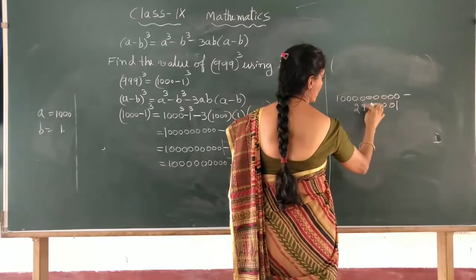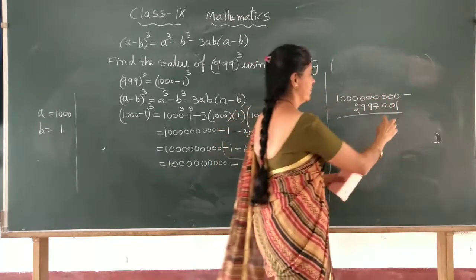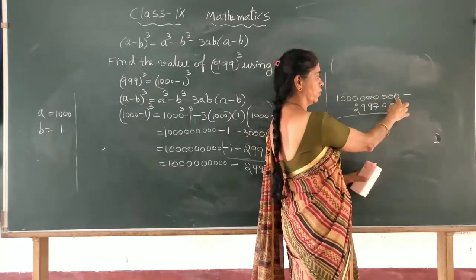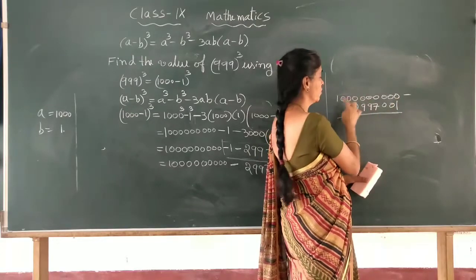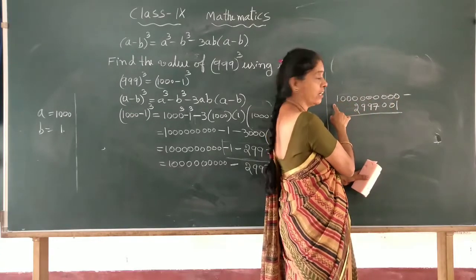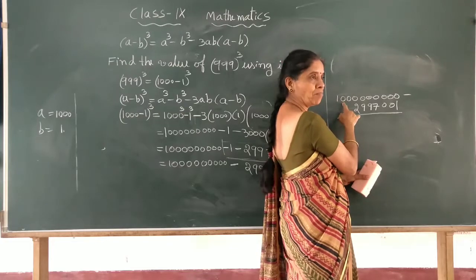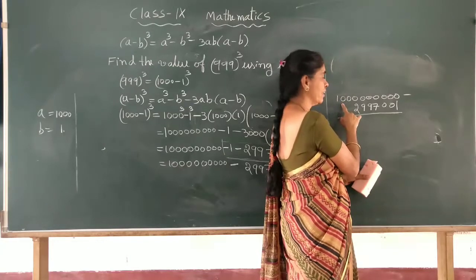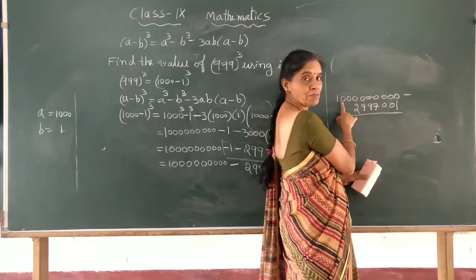Properly you have to write below the number. Okay. Now we cannot subtract 1 from 0, right? So where is the digit here? 1 is here. So you bring it here, it becomes 10. Take 1 from 10, bring 1 here. So now it becomes 9 here.